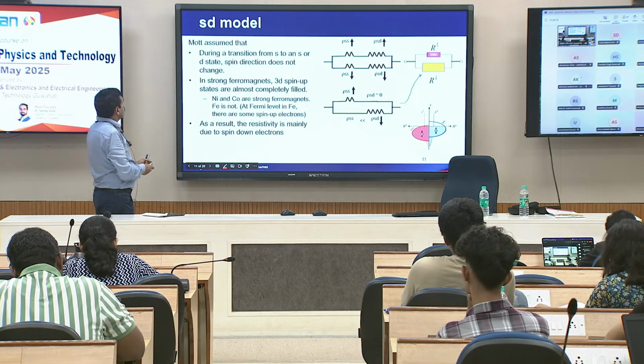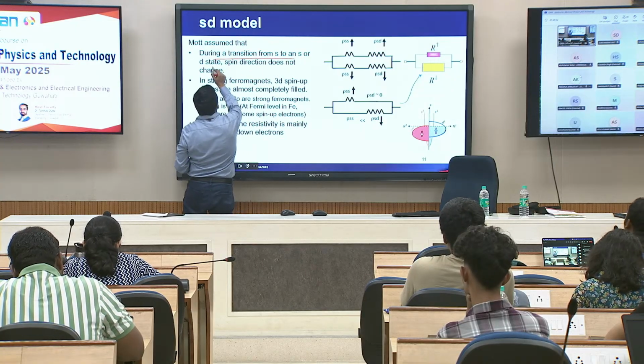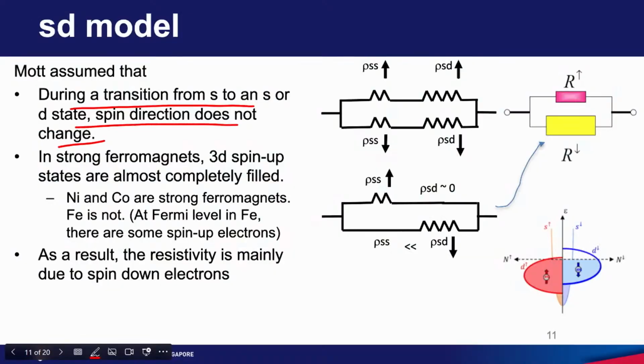So, this point I just said in the earlier slide. The spin direction does not change, and we just learned that 3D spin up is almost filled. So, there is very little probability that a spin up electron will get scattered, mostly spin down electrons get scattered.